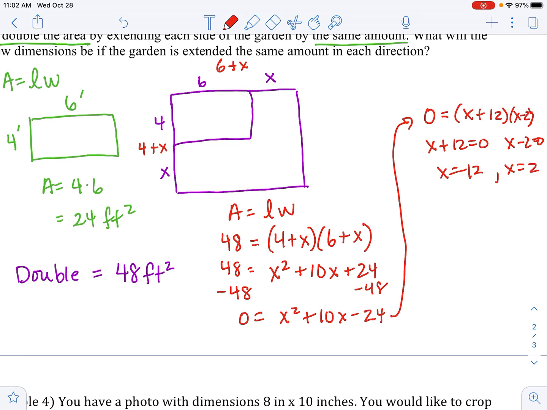Now a negative value in this case would not really make sense. If I plug negative 12 in there, then my total dimensions are negative numbers. So that's not going to work. Again, in the context of the problem, that one doesn't work. But the x equals 2 does work. So we are going to extend each direction by 2 feet. And that's our answer.